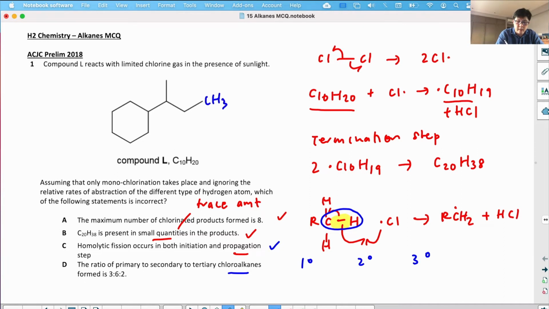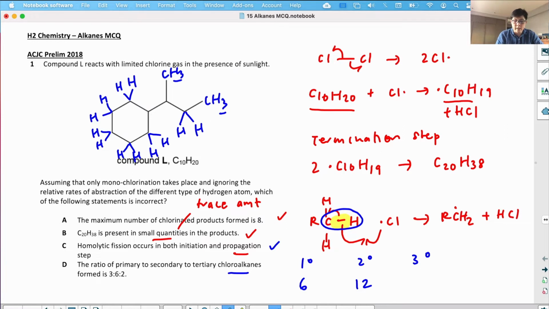Any of the H's from here or any of the H's from here can be substituted to give you a primary halogenic alkane. So the number is 6. For secondary, there are actually really many. So this part, there's the hydrogen, right? 1, 2, 3, 4, 5, 6, 7, 8, 9, 10, 11, 12. So actually it's 12 over here. Any of these hydrogen can be substituted with a Cl to give you a secondary halogenic alkane.